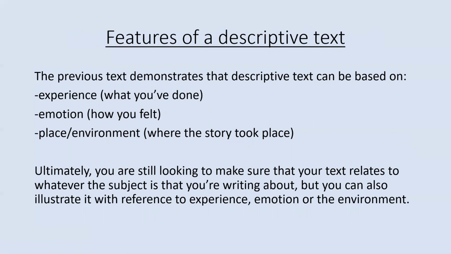So that piece of text demonstrates that descriptive text can be based on a number of different things. It can be based on your own experiences, the things that you've done. It could be based on emotions, how you felt while you were doing it, or how you feel about the topic at hand. And it can also be based on the place and environment. And it uses those phrases, about cold church halls and cobwebbed dressing rooms, evoking the environment where these productions are put together.